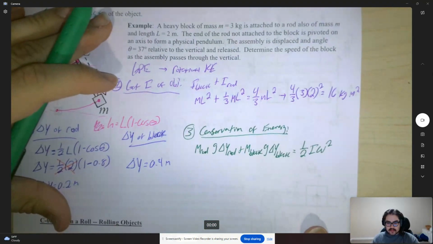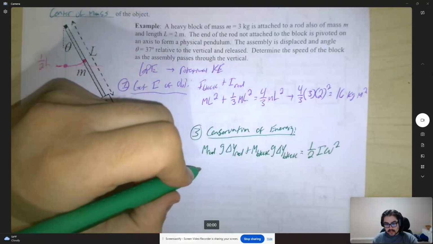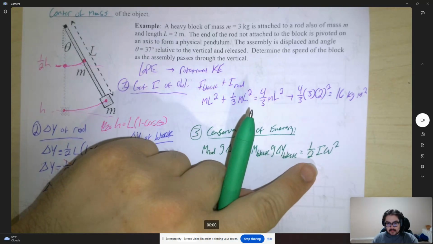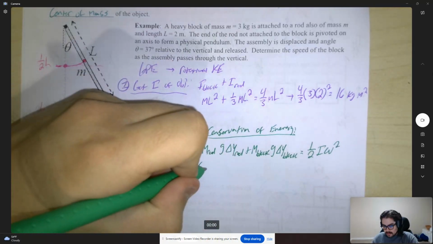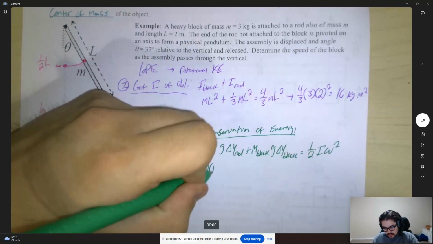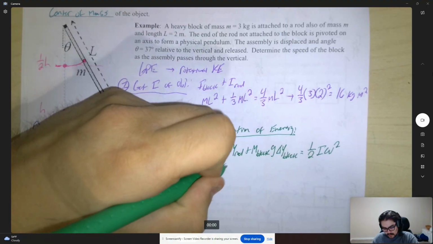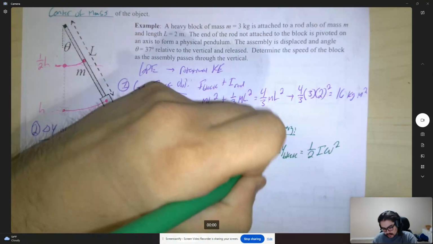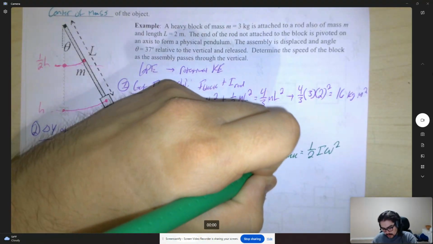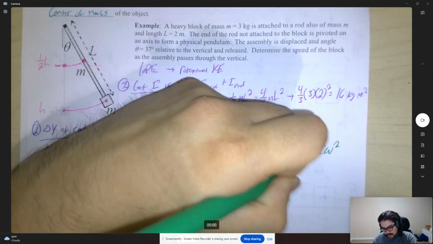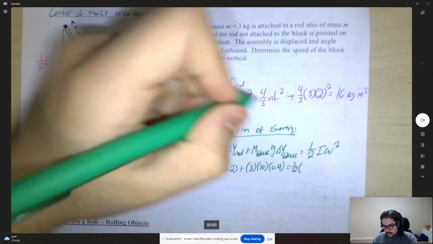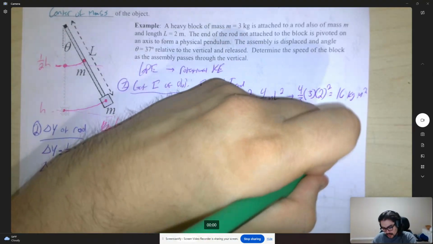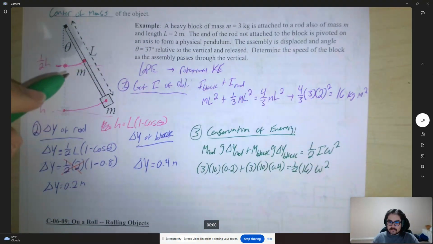And now I can just plug everything in. I've got all these values, so I can figure out what omega is going to be. When I do that, the mass of the rod is 3, g is 10, delta y of the rod is 0.2, plus the mass of the block is 3, g is 10, delta y of the block is 0.4, equals 1/2 times the moment of inertia we already figured out, which was 16, times omega squared.